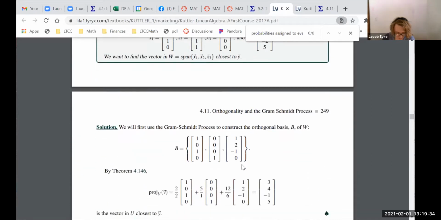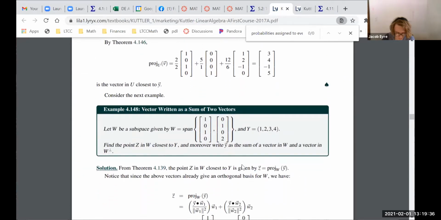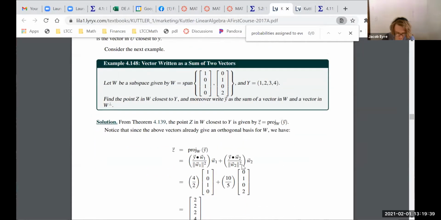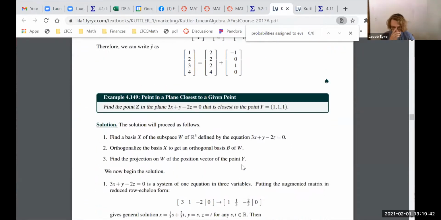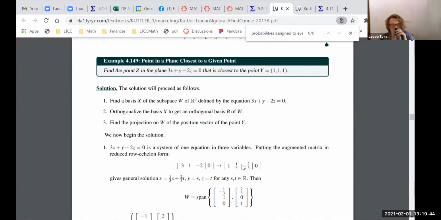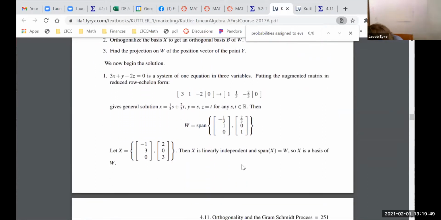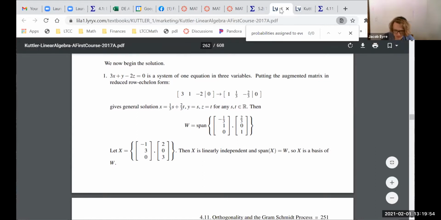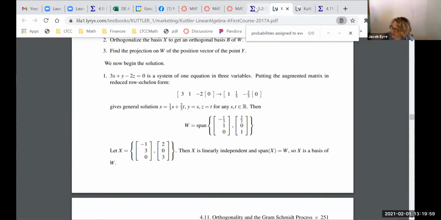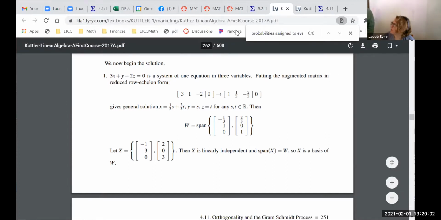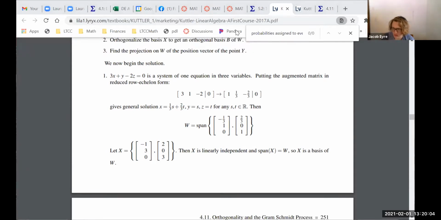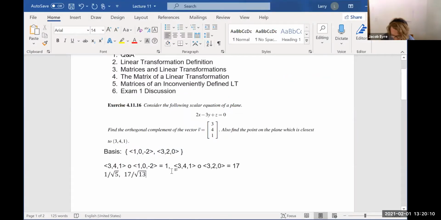Okay. So I'm just seeing if they have a specific formula. They may not. I'm trying to remember where it was. But here's a point closest, basically what we just did. So we need to find the orthogonal complement. Okay, so let me reshare. New share. Okay, so what's next?